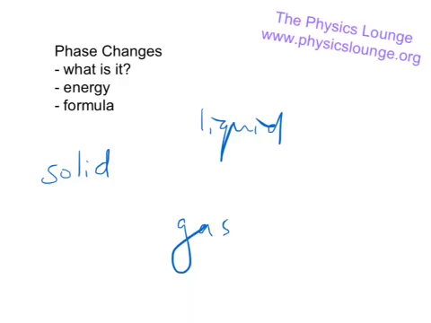Solid, liquid, gas. When you're going from a solid to a liquid, that is a phase change. You talk about melting. When you're going from a liquid to a gas, that is a phase change. We talk about evaporating or vaporizing. And you've also got this process, which is less known, going solid straight to a gas, which is sublimation.